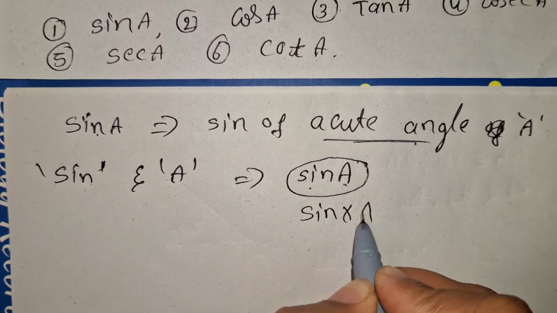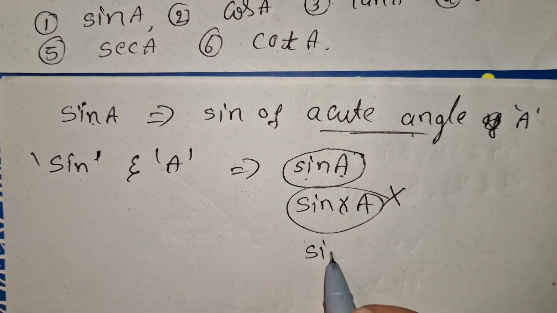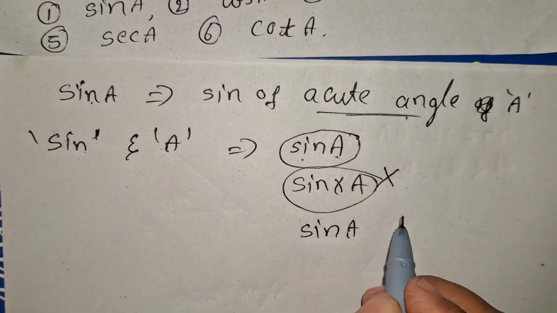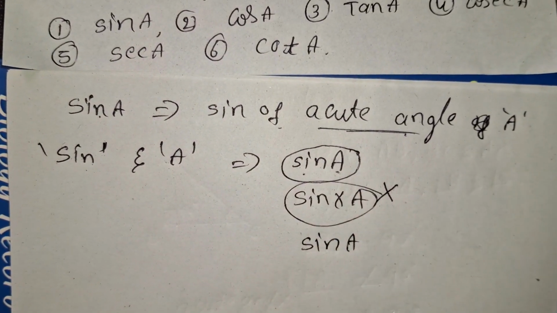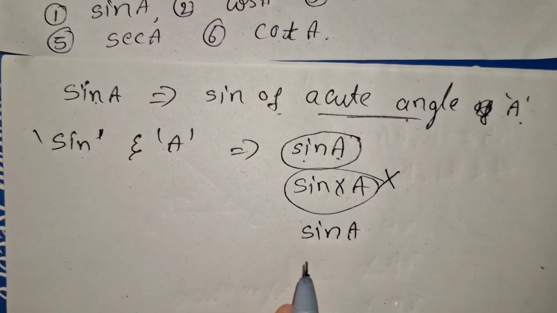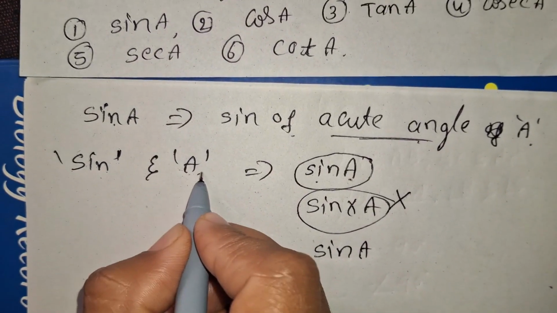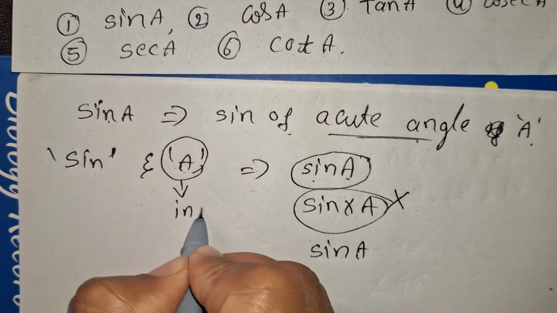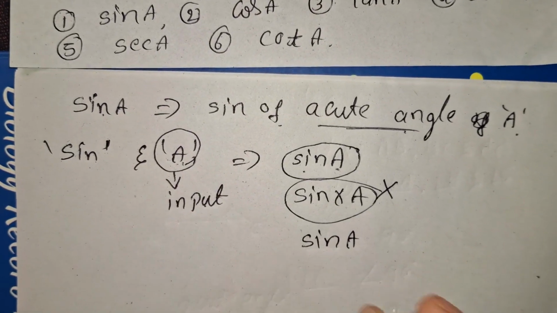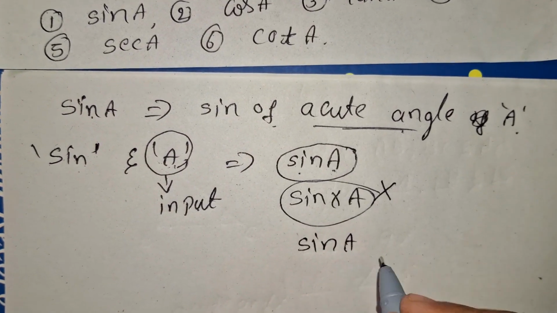Sine is not a product with A. Sine is a ratio of A, sine of acute angle or sine of angle A. So what is A? A is an angle and this is an input. Then we apply the input to this function, the sine function, and get an output.